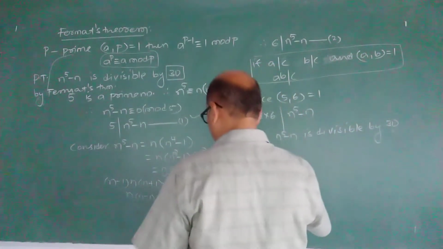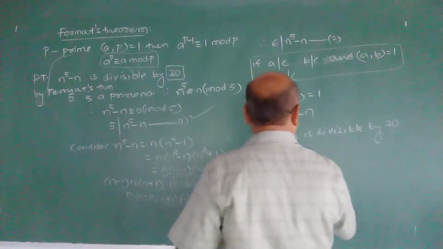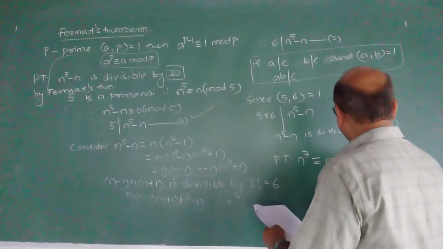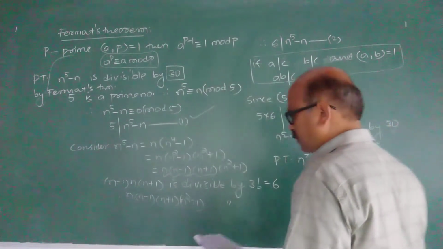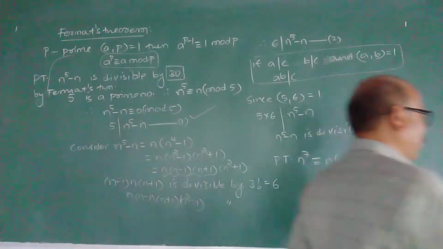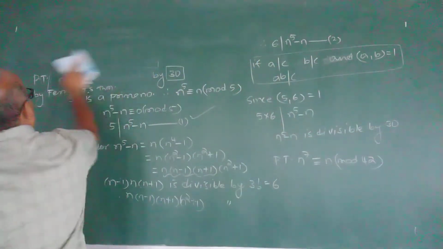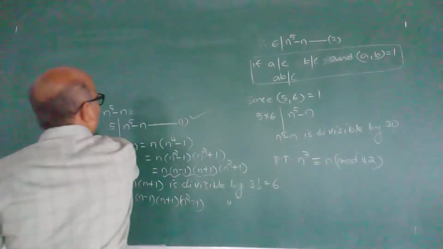Next, prove that n raised to 7 is congruent to n mod 42. A similar type of problem here. N raised to 7 is congruent to n mod 42.